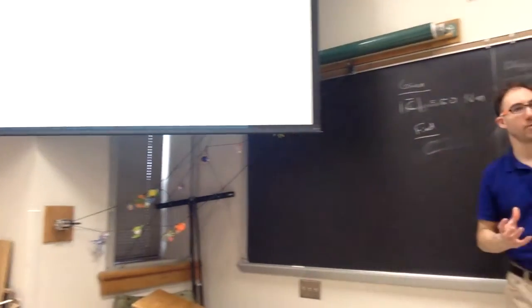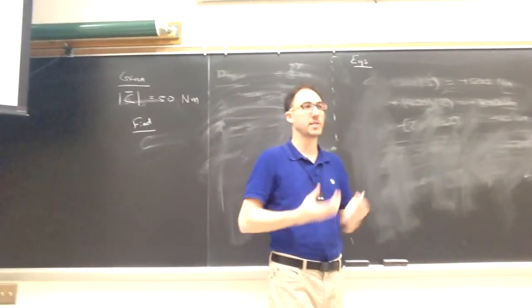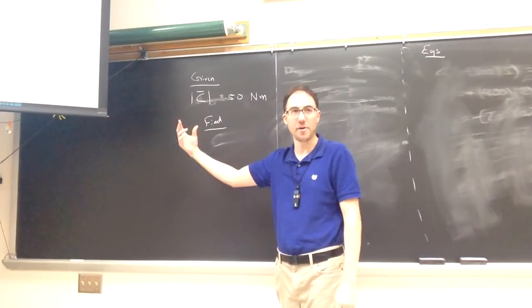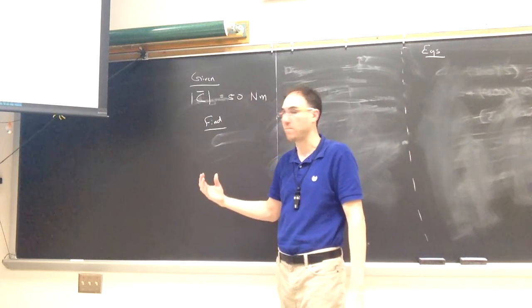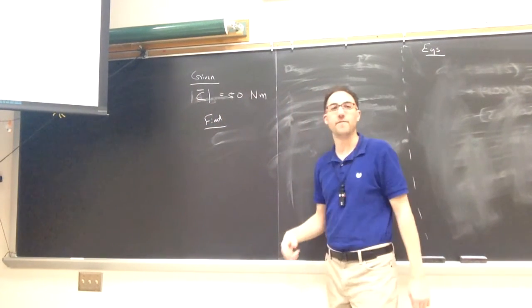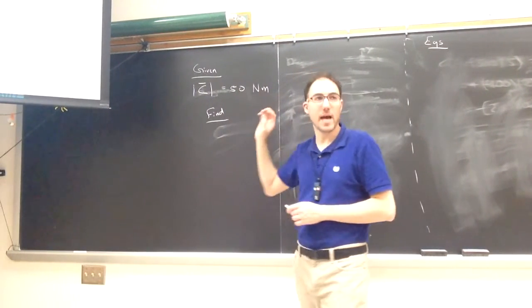Because remember, we're in 3D. In 2D, the one we just did, the couple was just a scalar value. In 3D, the couple is going to be a vector value, because it will have ijk components probably. So the magnitude of that vector is 50 Newton meters. So that's given to us. We're going to have to use that a little bit later.